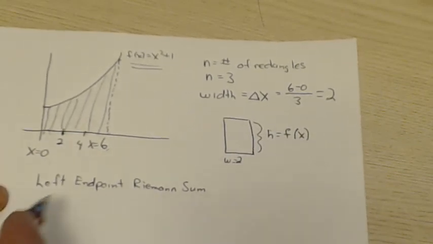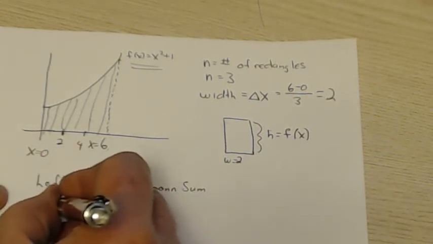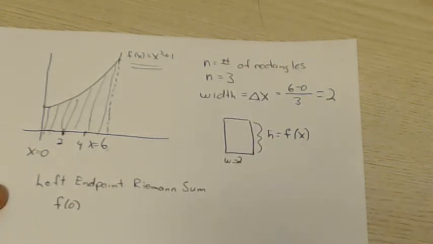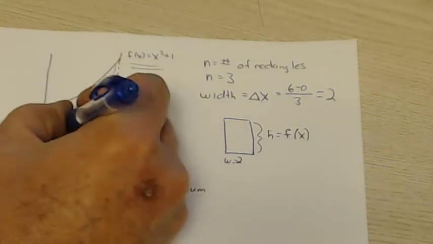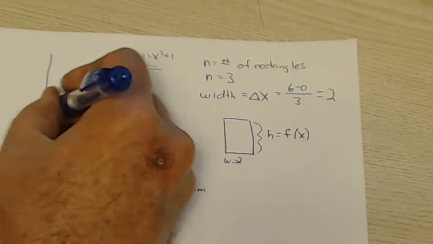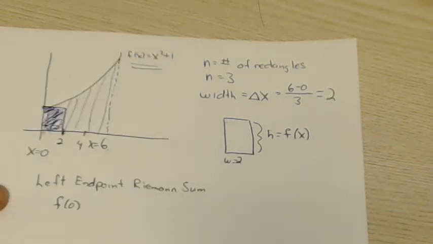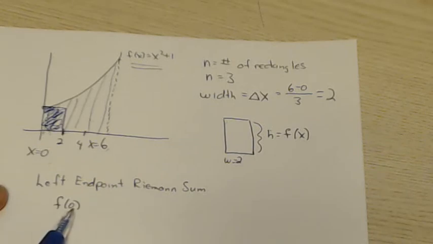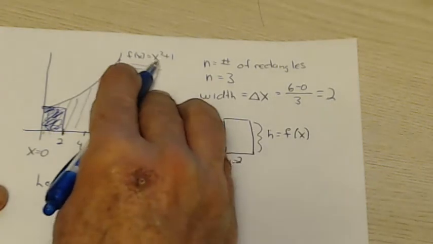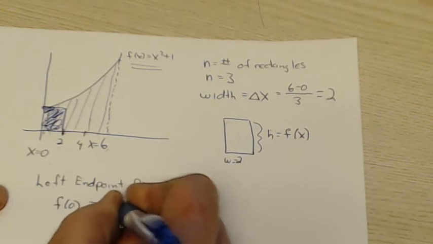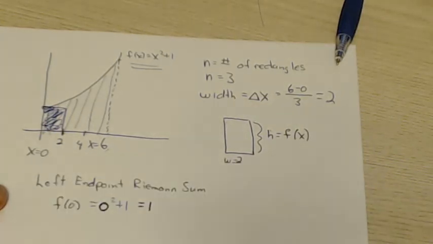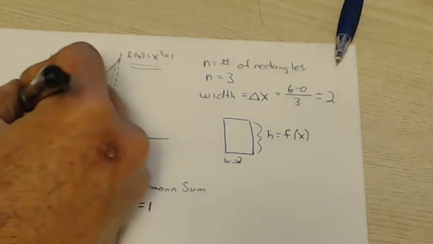then we need to know what the function's value at 0 is, because that's going to be the height of our first rectangle. If I insert this rectangle into our picture here, it looks something like this. I'll shade it in real dark. That's our first rectangle right there. It's going to use the function's height at 0, which is f of 0, for the height of the rectangle. Well, f of 0, since it's x squared plus 1, is simply 0 squared plus 1, which is 1.